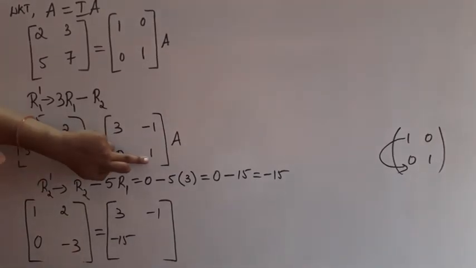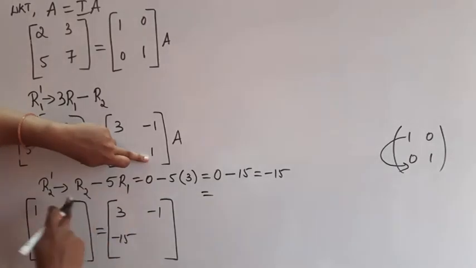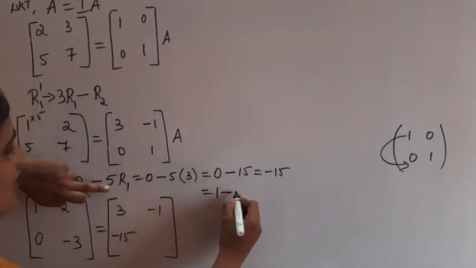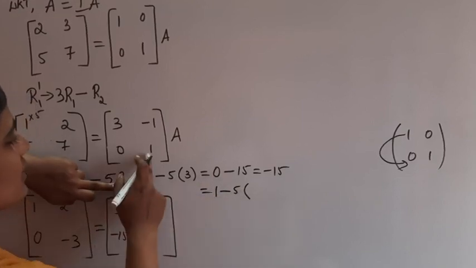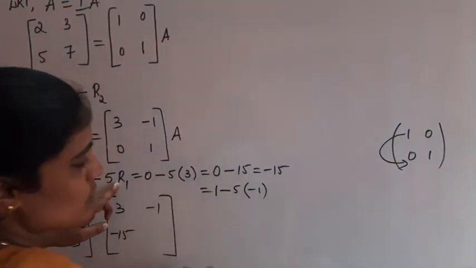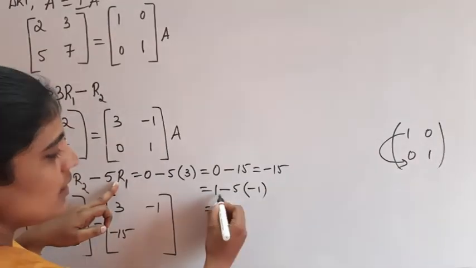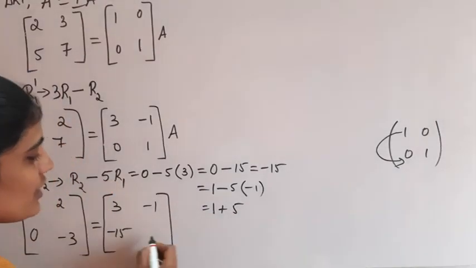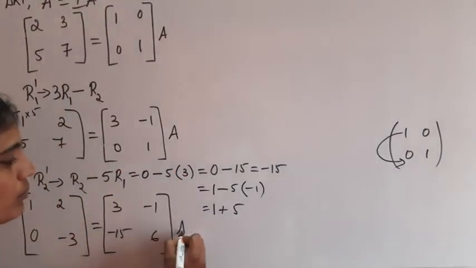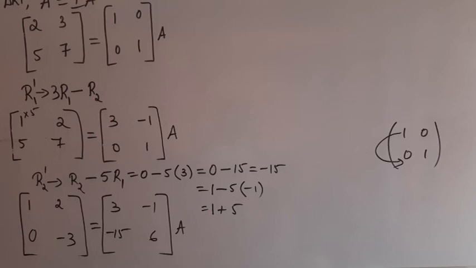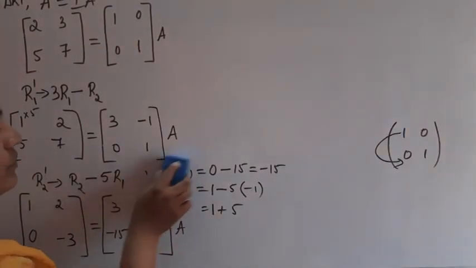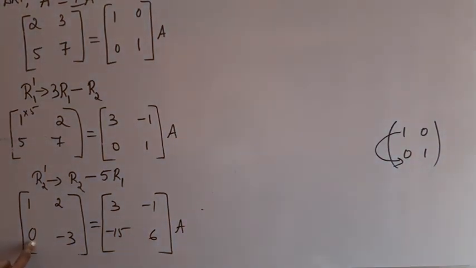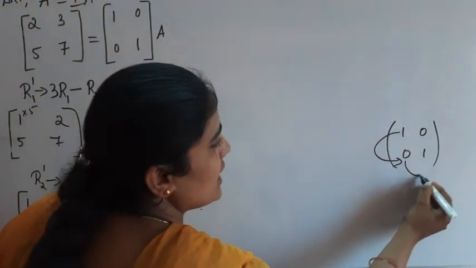So second row, second element, same formula. So here we have the formula R2. The second element is 1 minus 5 into R1. The corresponding R1 is minus 1. Okay. Let us simplify. 1 minus into minus becomes plus. 5 ones are 5. 1 plus 5 is 6, into matrix A. Okay. So next, see here, we have reduced the second row, first element to 0. Next, move on to the second row, second element.